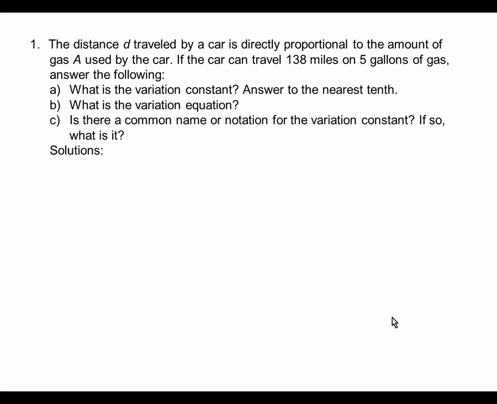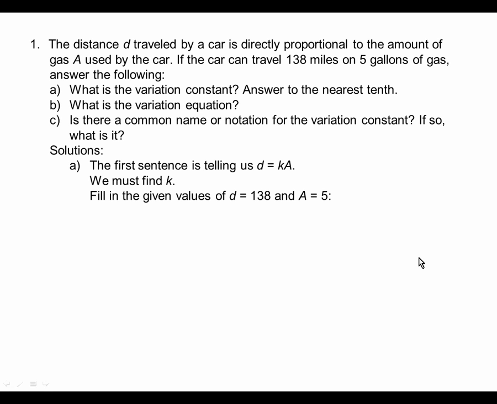So our solutions. Okay, again, this first sentence, the distance d traveled by a car is directly proportional to the amount of gas A used, is telling you d is equal to k times A. That's all the first sentence says. Usually in the variation equations, they all start out this way. The first sentence just basically fills in different letters for y equals k times x. Okay, we want to find k. Now notice we are given a value for A and a value for d. d is 138 whenever A is 5. So I know that 138 is equal to k times 5, or 138 is 5k.